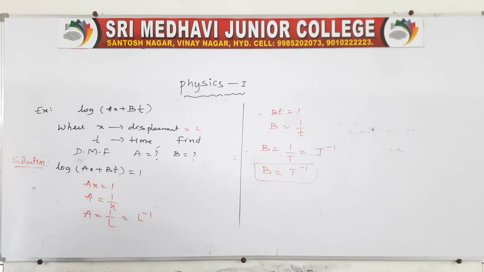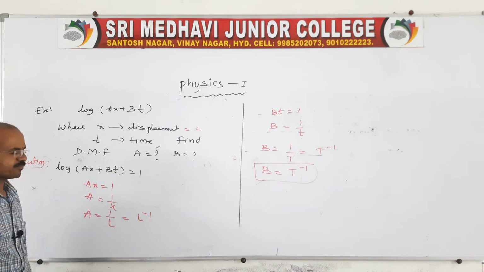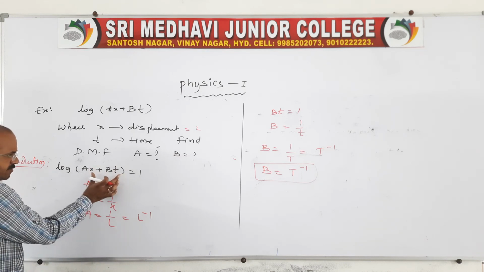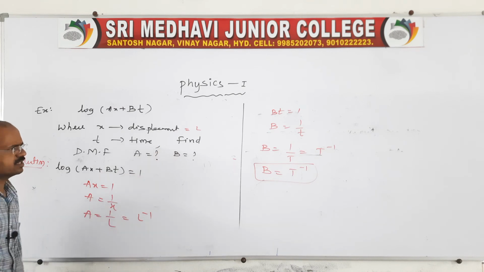If any logarithmic functions are given, then you take log of (ax plus bt) is equal to 1. From within the bracket you take ax is equal to 1 and bt is equal to 1. Here the question is very clear: x is the displacement and t is the time.